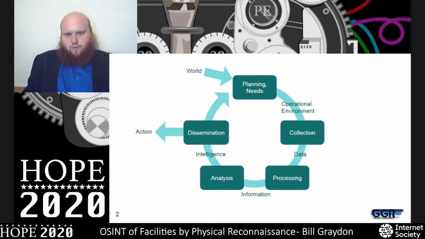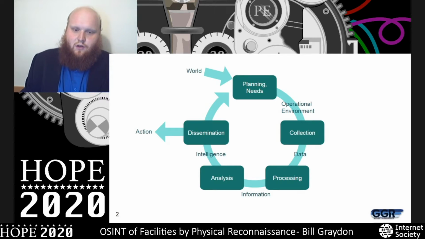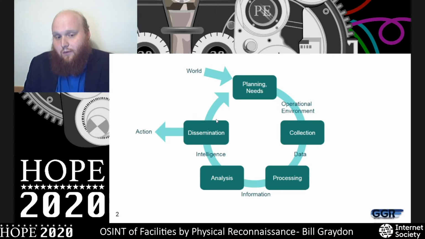To start off, we'll introduce some very basic intelligence doctrine. This is what's known as the intelligence cycle that you see on your screen here. We start out with the entire world. We identify what our needs are, which produces our operational environment, from which we collect data, process it into information, and then analyze it into intelligence. Once we have this intelligence, sometimes it identifies something else that we need, and the cycle starts over, and it ends when we take action based on that.